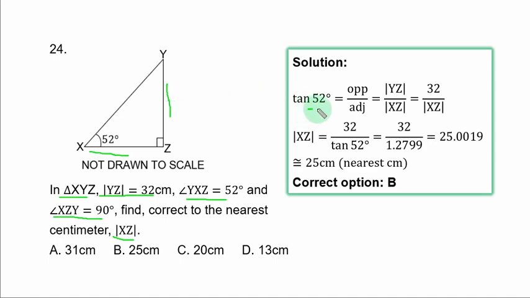So tan 52 degrees is equal to opposite over adjacent. You have it in this form. Opposite is 32, adjacent is SZ. To get SZ, you have to make SZ the subject, and you have it in this form. If you check tan 52 degrees, you have 32 over 1.2799. If you divide, you have 25.0019. To the nearest centimeter, you must consider 25. The next number is 0. Round it down to 0, and you have 25 to the nearest centimeter. B is the correct option.